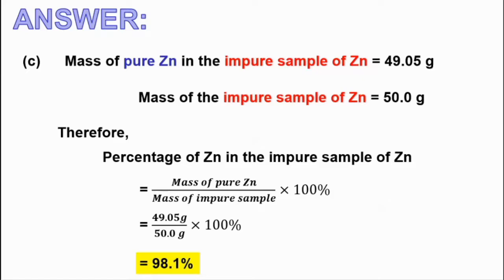98.1%. So this is the percentage of zinc, or we can say this is the purity of zinc in the impure sample of zinc. So it means that the remaining 1.9% is the impurities, or the percentage of impurities.